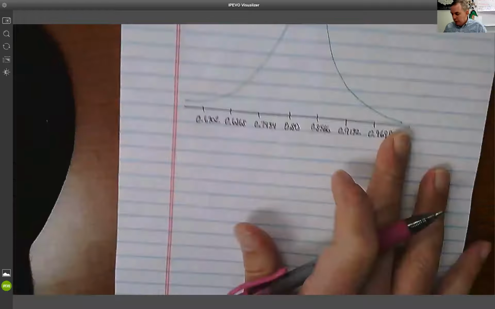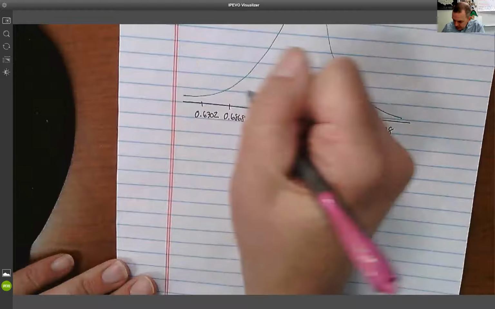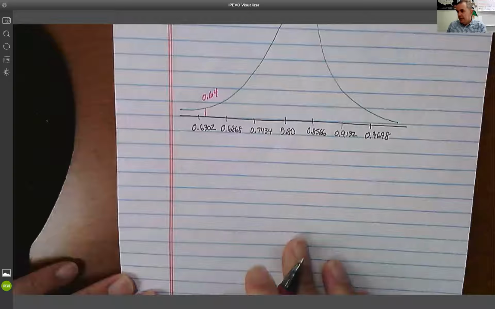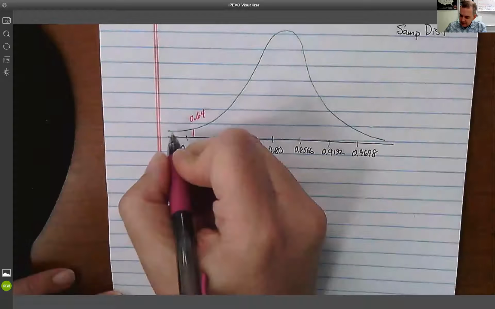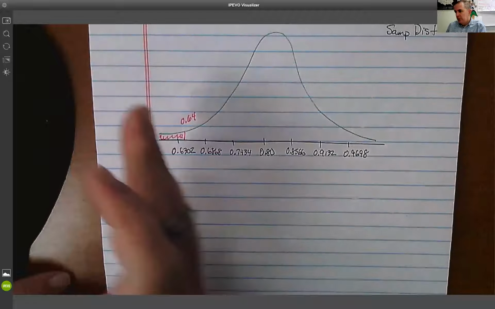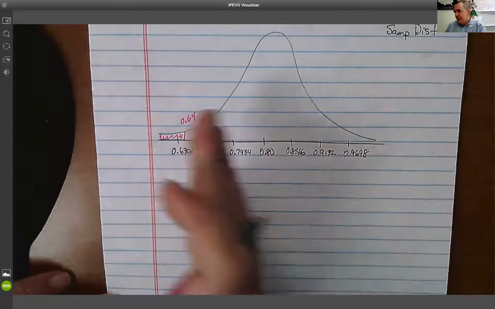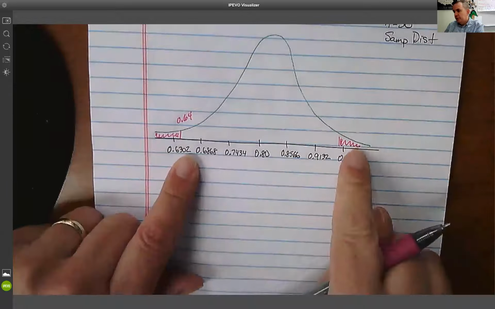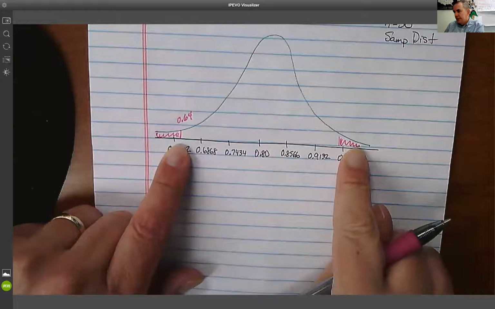64% he got, where would it be? 64% would probably be right about here. And I'm going to look at a two-sided test. So what that means is I'm going to look over here for 64%, but I'm going to look on the counter side for that same kind of range. So I'm actually going to look over here. So I want to look and see what is the range of these right here.